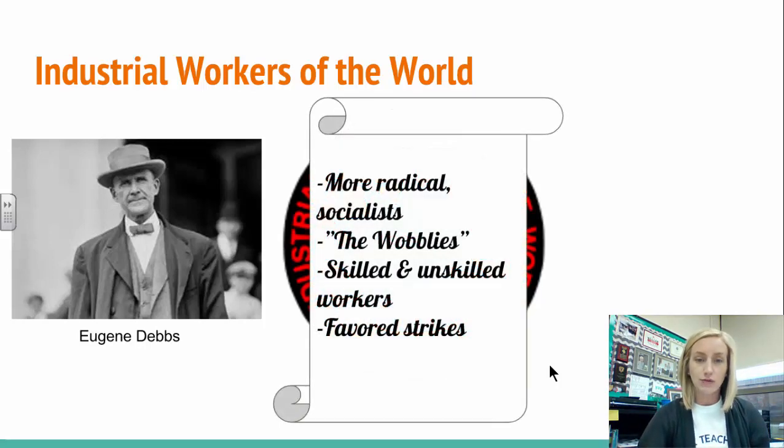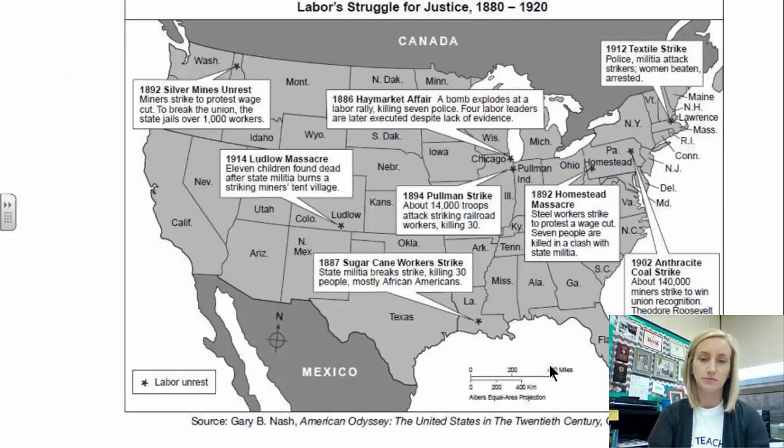It is the most radical of the three labor unions we're discussing here, in that they were made up of mostly socialists, and they did not believe in capitalism, and many of them were anarchists, not believing in that organized form of government that kind of brought people down in their eyes. Their nickname was the Wobblies. They were made up of skilled and unskilled workers, and they very much favored strikes. So again, the workers walking off the job.